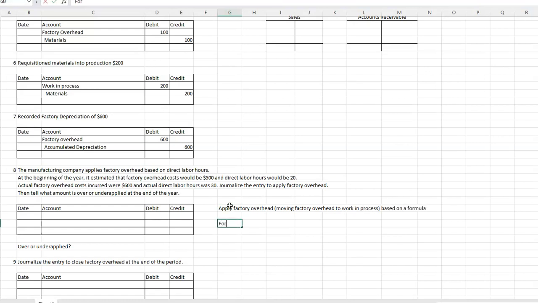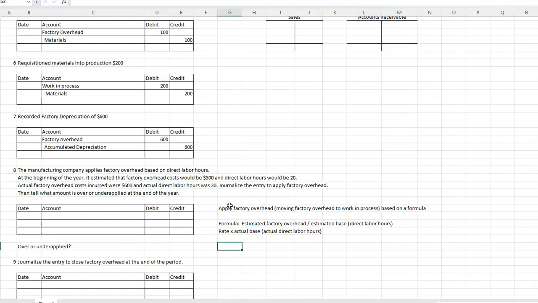Alright, so what is that formula? That formula will look like this. Estimated factory overhead, which they'll give you, divided by estimated base. And in this case, our base is direct labor hours. It tells us that. So once we do that formula, then we'll take that rate that we just calculated and do it times our actual base, which is our actual direct labor hours.